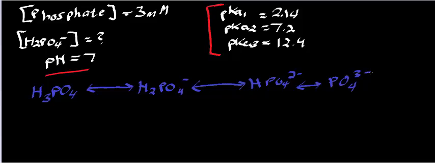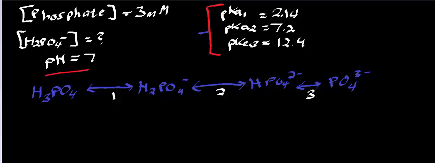Each one of these pKa's that I have listed here corresponds to one of these equilibrium reactions, and that's something important to understand. The pKa does not correspond to a particular molecule. It corresponds to an equilibrium of two molecules. For instance, pKa1, which is 2.14, corresponds to this equilibrium. pKa2, 7.2, corresponds to this one, and then the third pKa corresponds to this one.